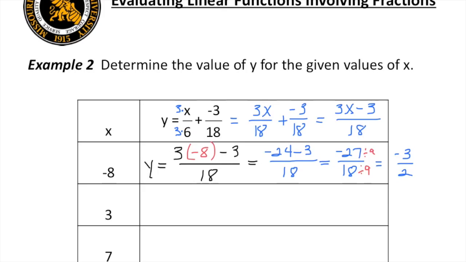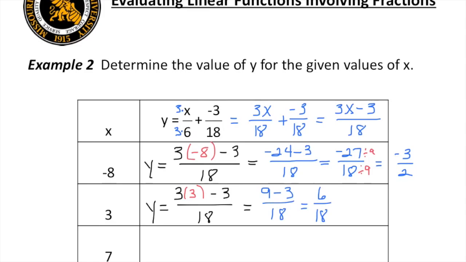Now let's evaluate our equation at 3. Replacing our x with a 3, and then simplifying our numerator. 3 times 3 is 9. 9 minus 3 is 6. We have 6/18, which simplifies to a single output of 1/3.